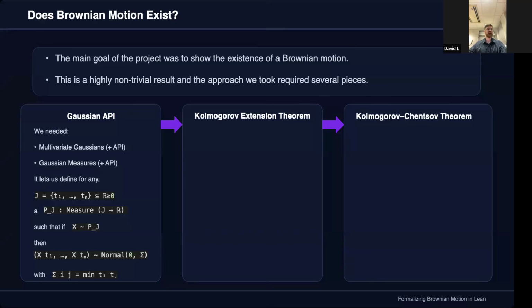And the reason we need this, in particular the multivariate Gaussians, is we want to be able to define the finite dimensional distributions of Brownian motion, as I said before. So in particular, this lets us say that, okay, I'm again using a sort of pseudo Lean code here.